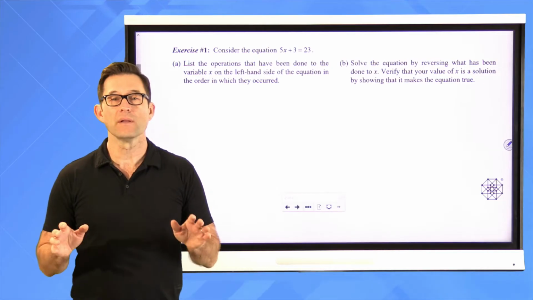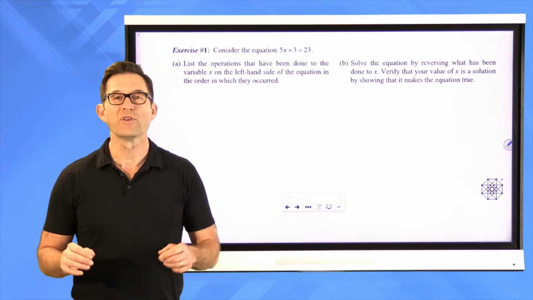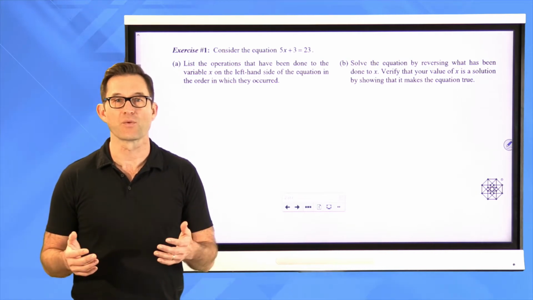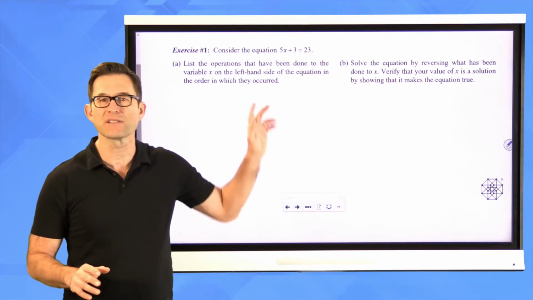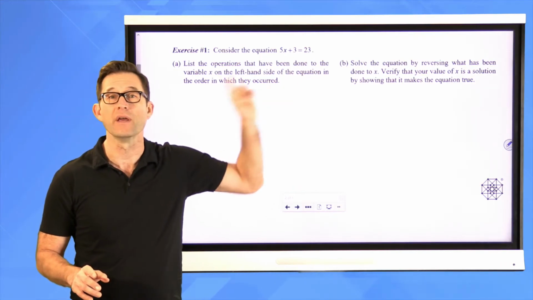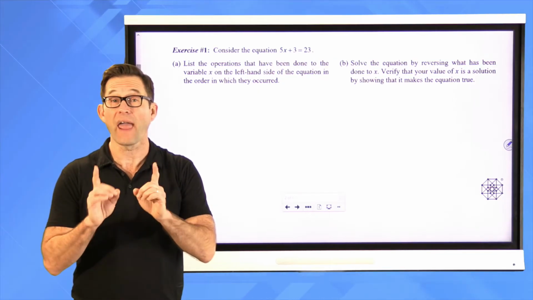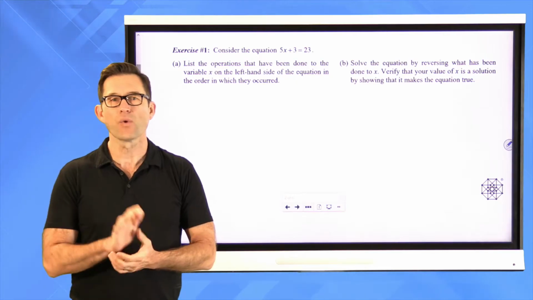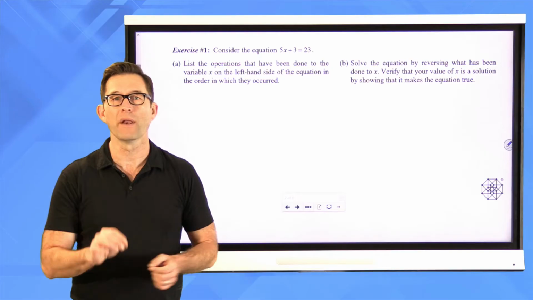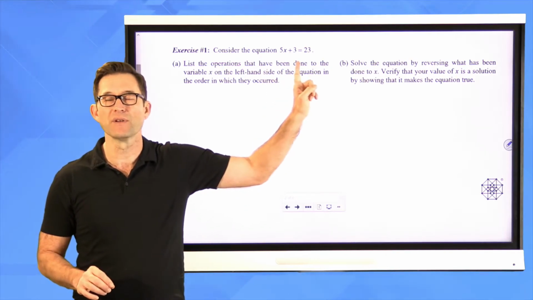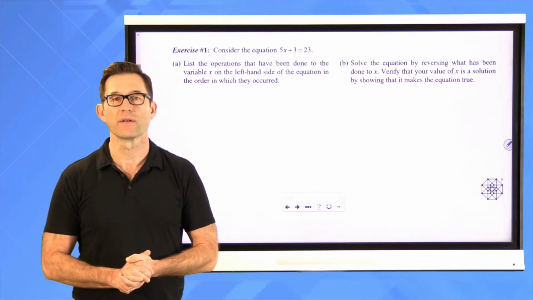Okay, so let's talk about this a little bit. This takes us all the way back to Unit 1, Lesson 1, when we talked about variables and expressions. What we did back then is we took a look at an expression, just the expression 5 times x plus 3, and we identified what has been done to x and the order in which it's done. So I want you to forget about the equals 23, and I'd like you to pause the video for a moment and write down, just for 5x plus 3, what operations have been done to x and the order in which they have occurred. Take a moment to do that.